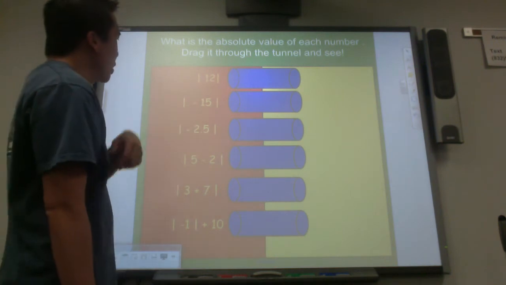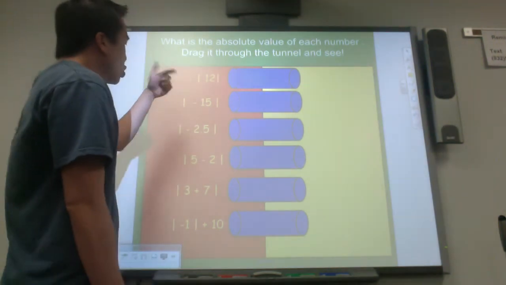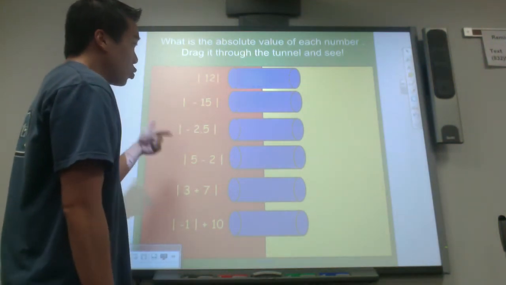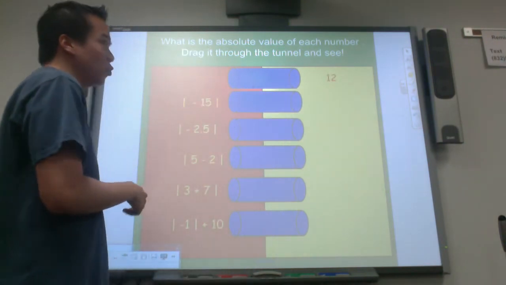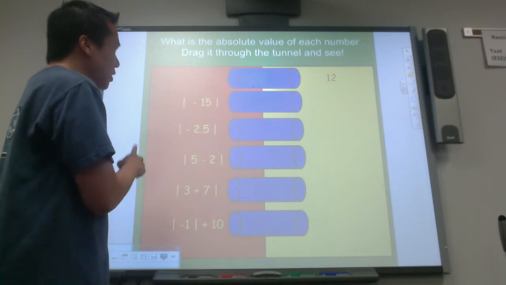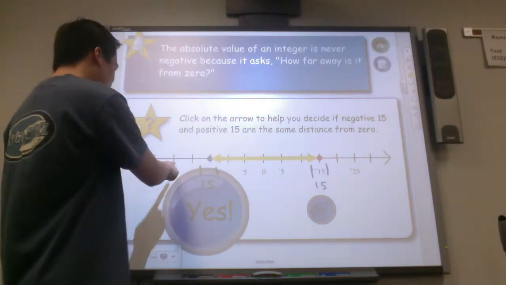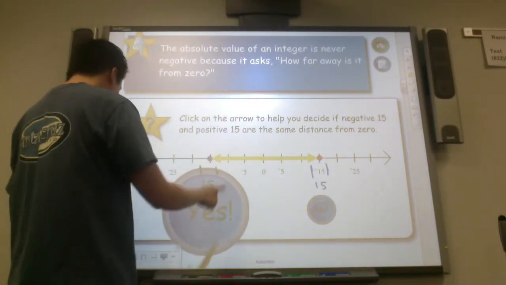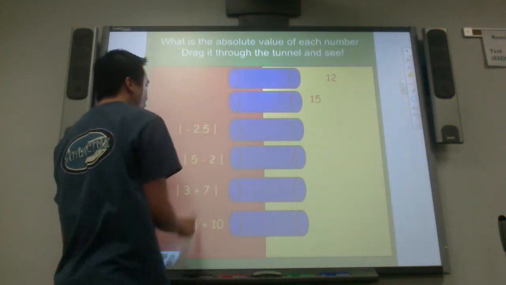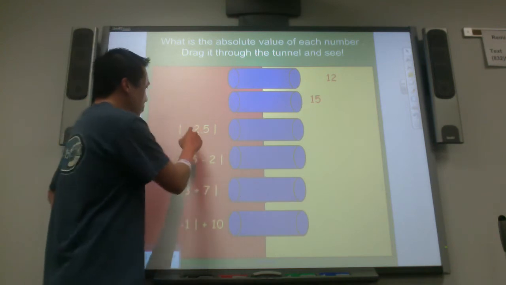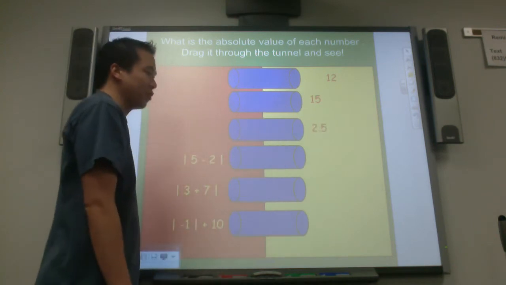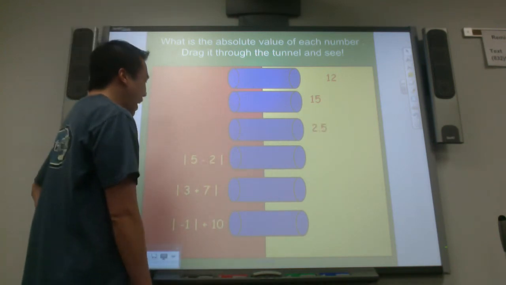So let's do 12. If you look at the number line, what's the distance of 12 from 0? Just 12. What about negative 15? Let's go back. Negative 15 will be right here from 0. Oh, 15. What about negative 2 and 5/10? What's the distance from 0? 2 and 5/10, or 2.5.